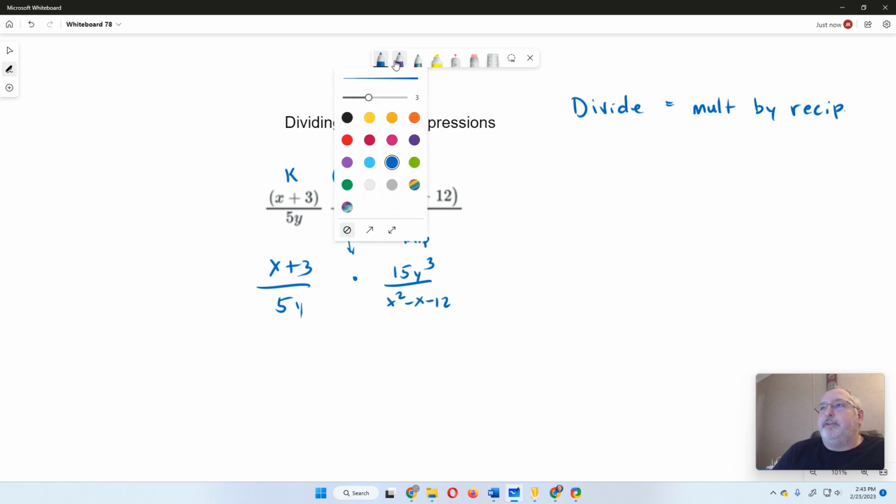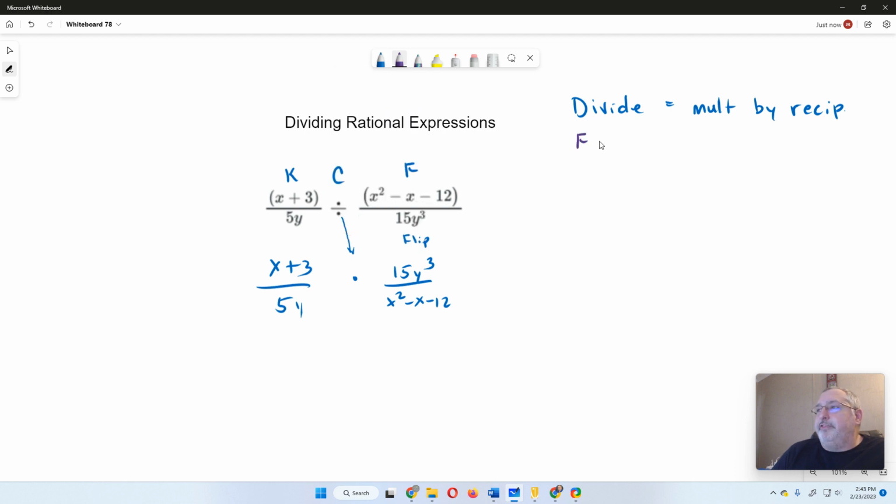So then what we want to do after we keep, change, flip, we're going to factor any trinomials. Or actually, we're going to factor anything that will factor. Now factoring is not the same as reducing. We'll talk about reducing in a minute, but we're just going to factor. The only thing that's going to factor here is this trinomial. And remember to factor a trinomial with a leading coefficient of 1, you look for factors of c that follow this sign to equal this constant. So factors of 12 that subtract to be 1, which are 3 and 4. And so we'll get a new expression here.